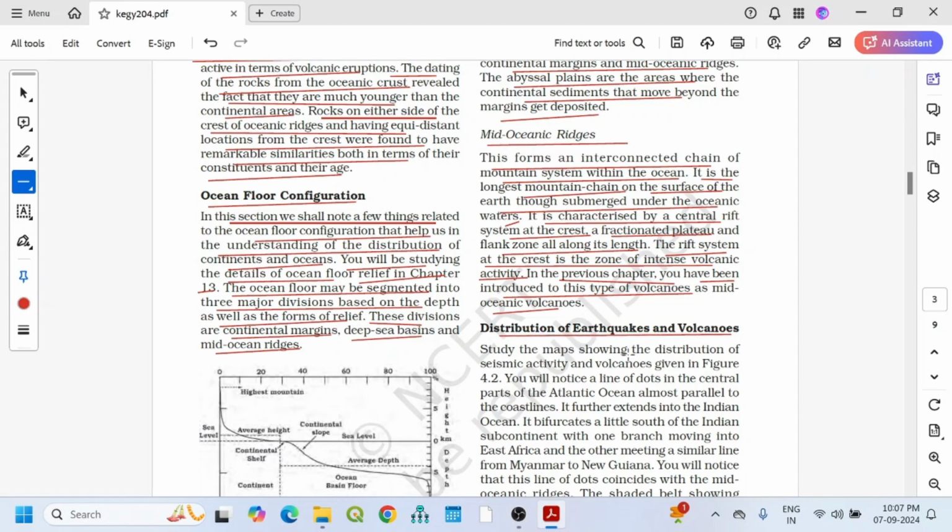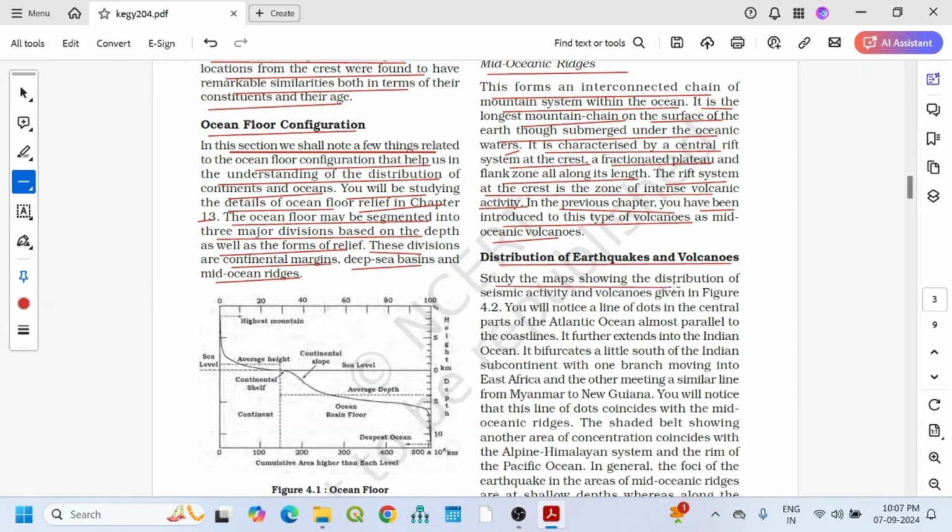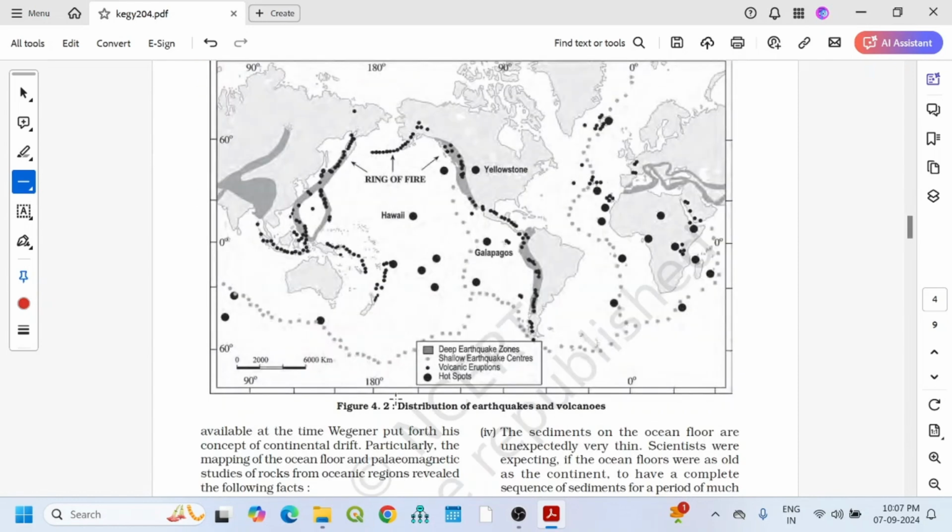Distributions of earthquakes and volcanoes. Study the maps showing the distributions of the seismic activity and volcanoes given in figure 4.2. This is the distribution of earthquakes and volcanoes. If we look at the deep earthquake zones, that shaded zone is known as the deep earthquake zone. This is the deep earthquake zone.